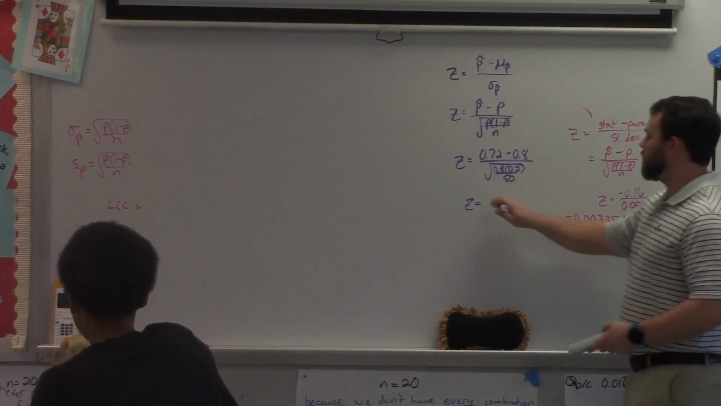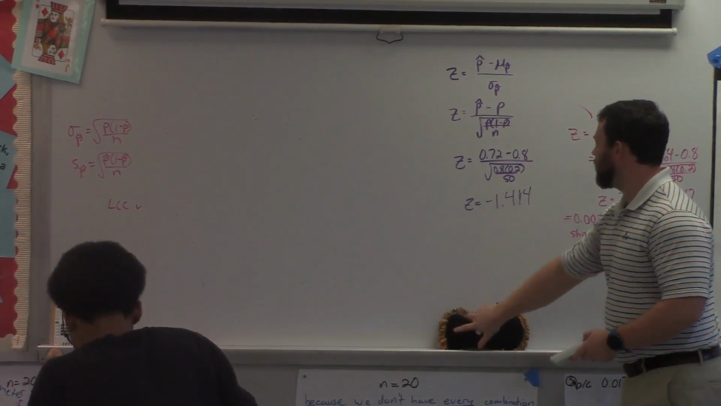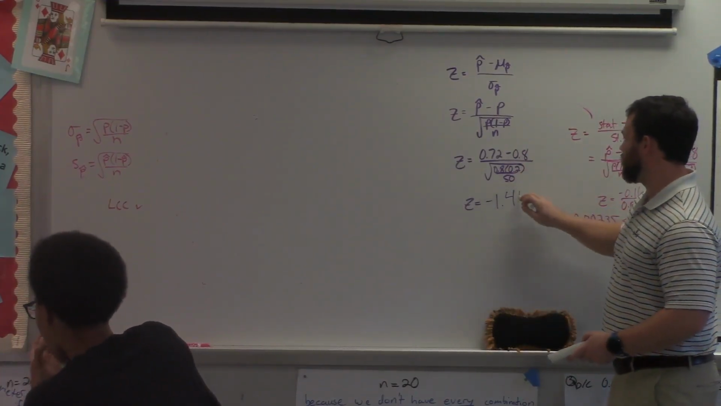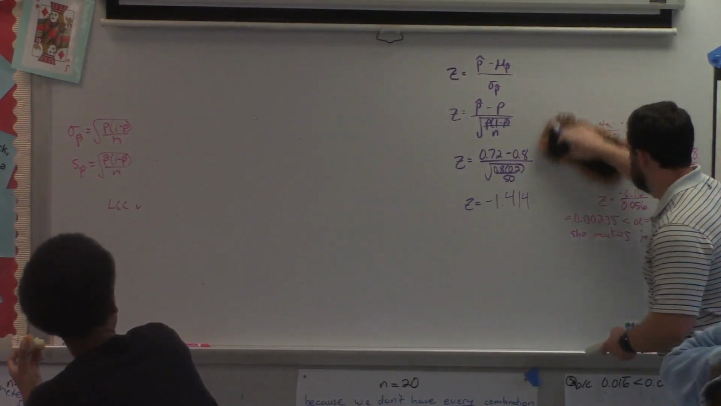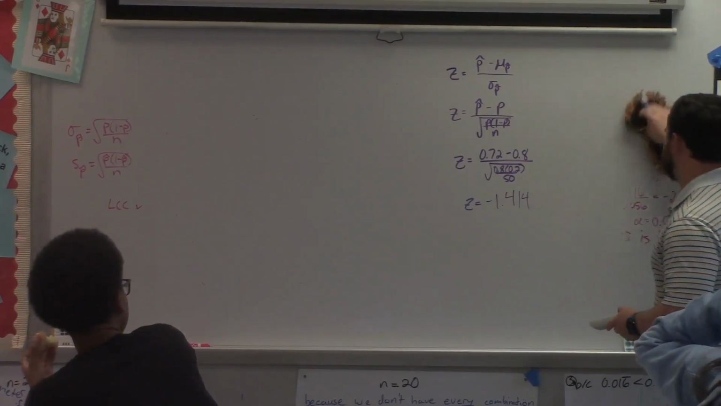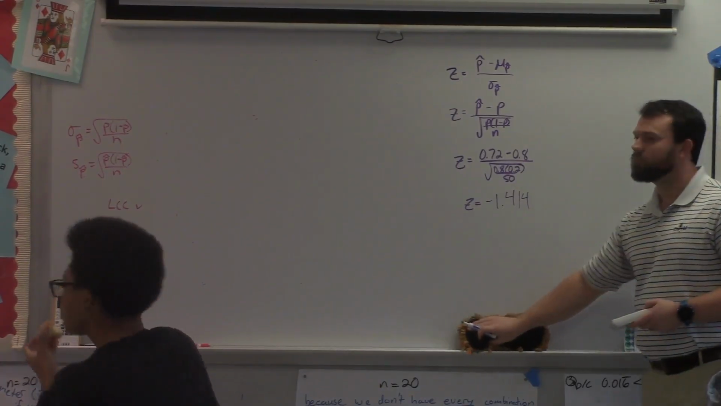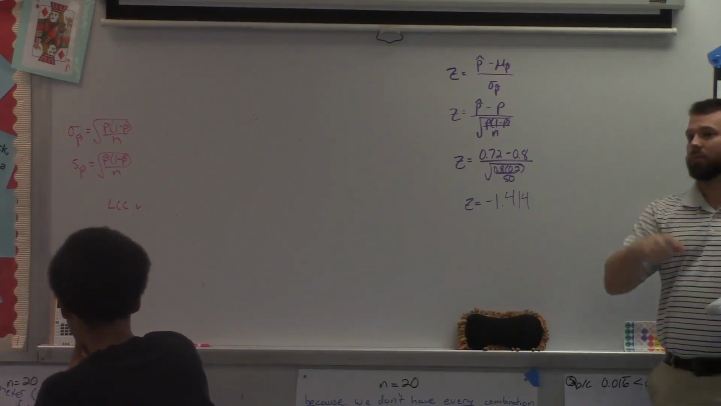Okay, so negative 1.414. Now, I'm going to point this out personally. I actually didn't do any of these calculations by hand. I put it into the formula, but do you know how I got that z-score? The calculator. I did a z-test. I did a one proportion z-test.